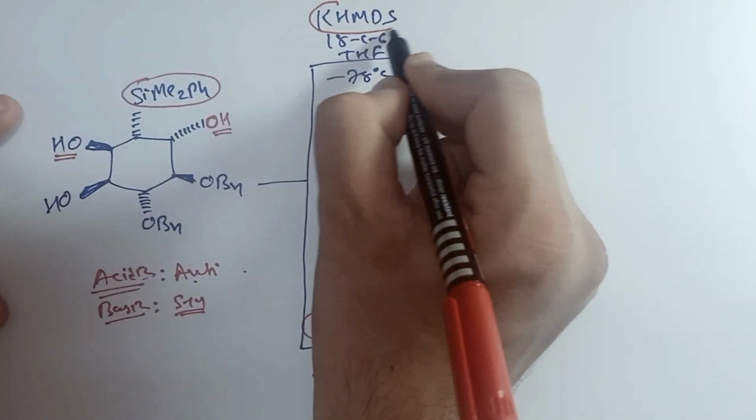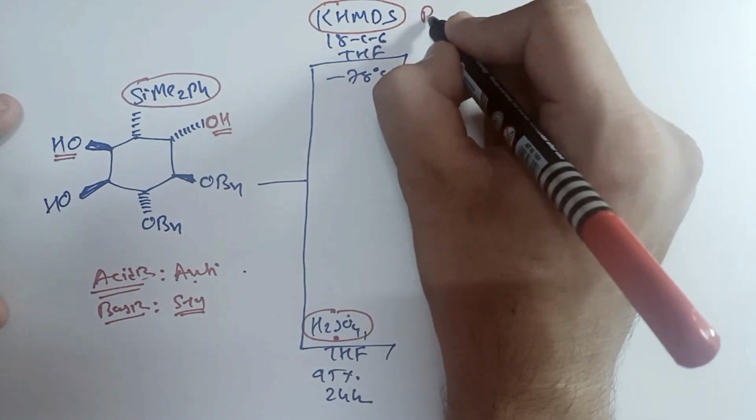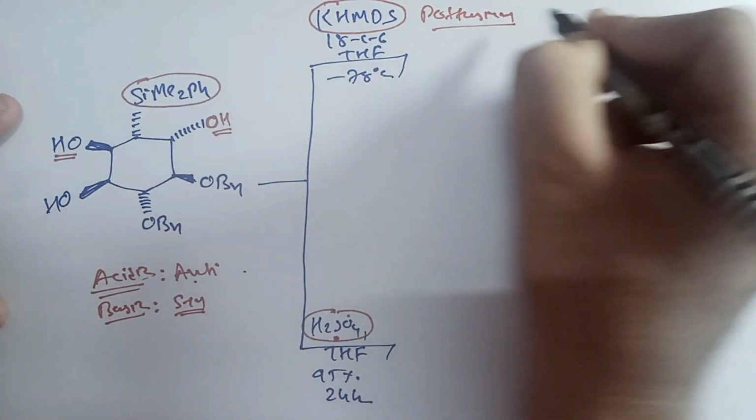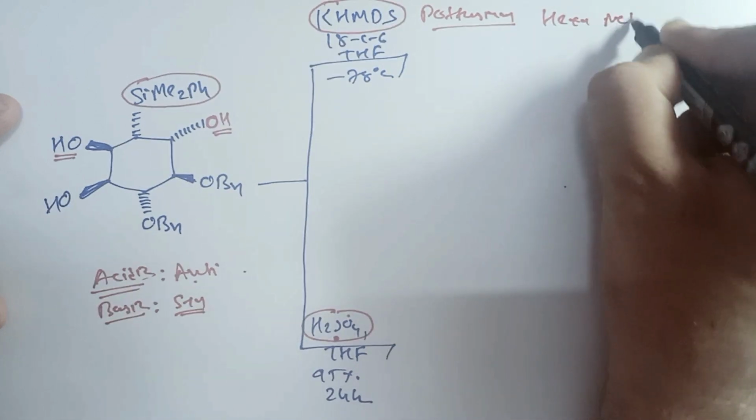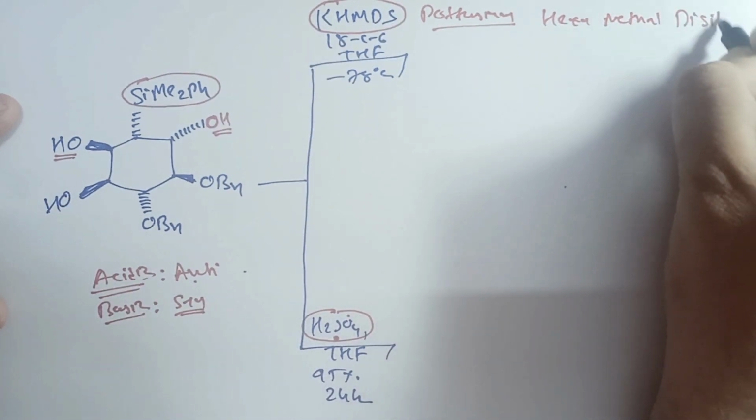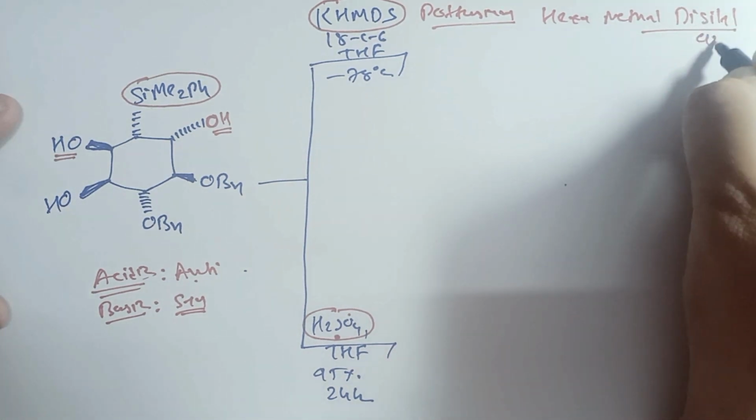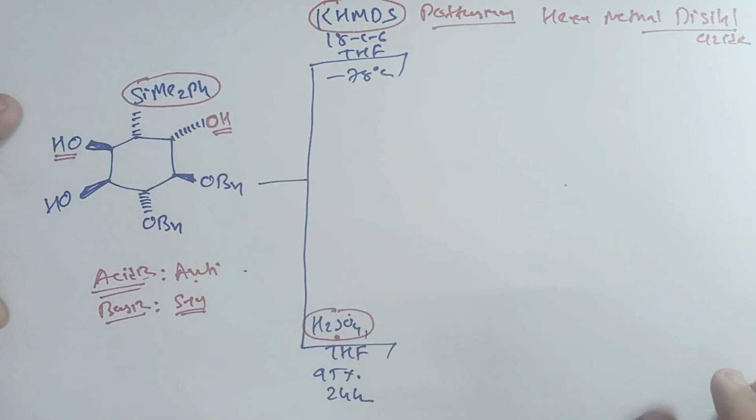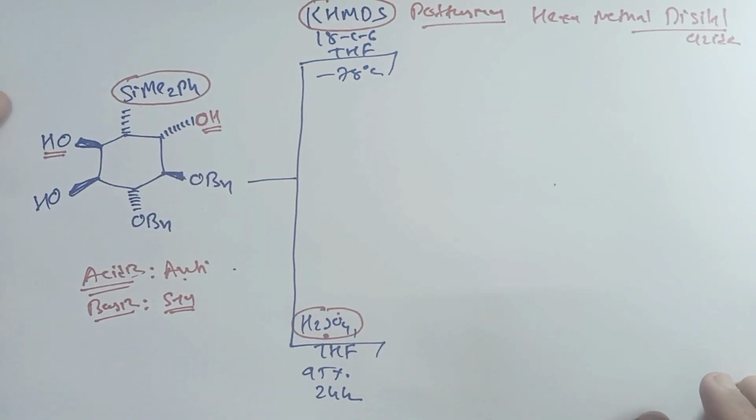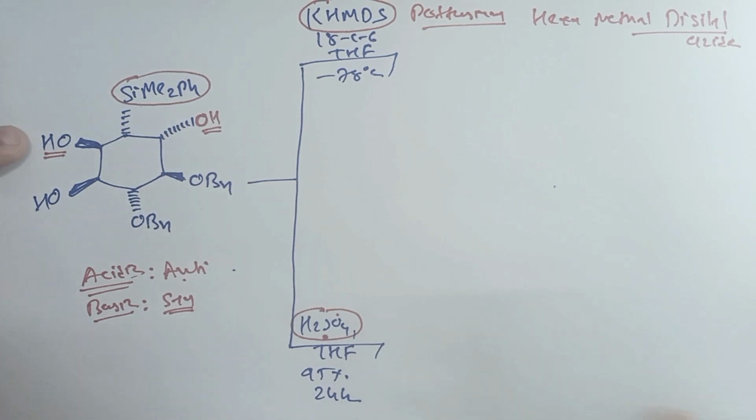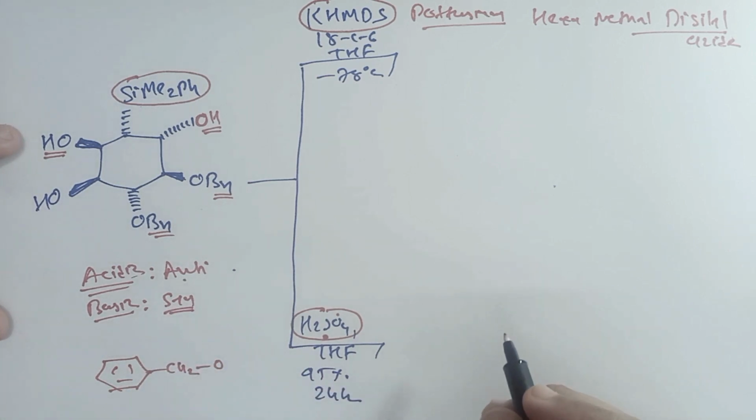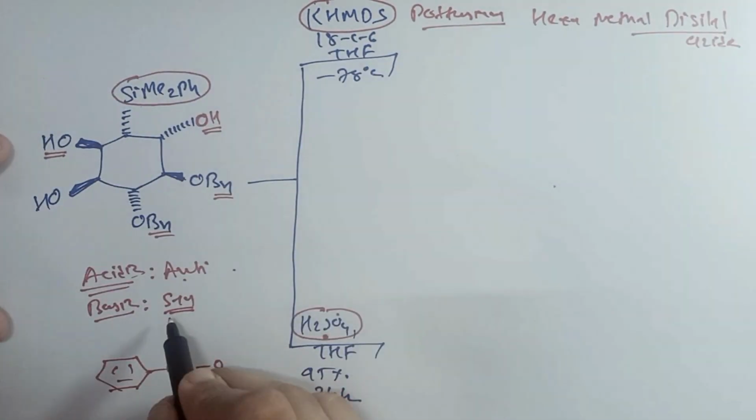Here we have KHMDS, that is known as potassium hexamethyldisilazide, a base. Now in the base condition, here we find a Bn. Bn is nothing but our benzyl group, that is OCH2Bn, the benzyl group. Here we find that in the base it will produce a syn product.